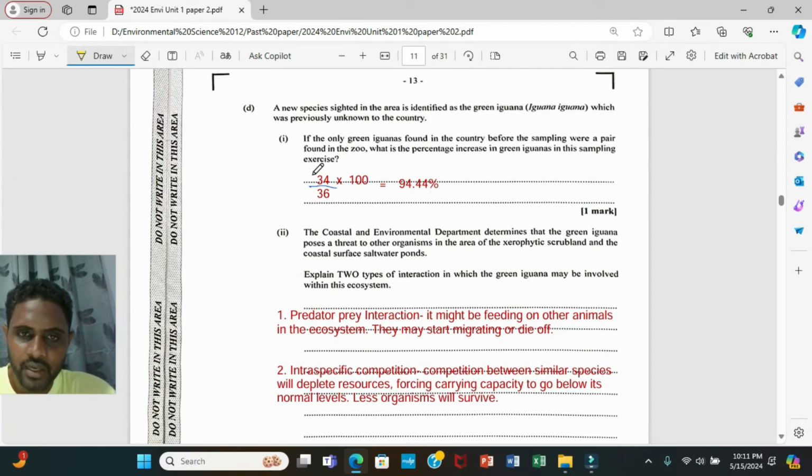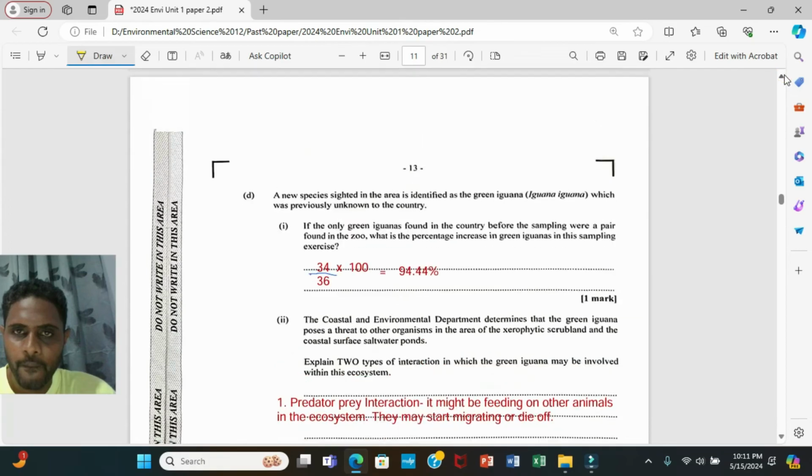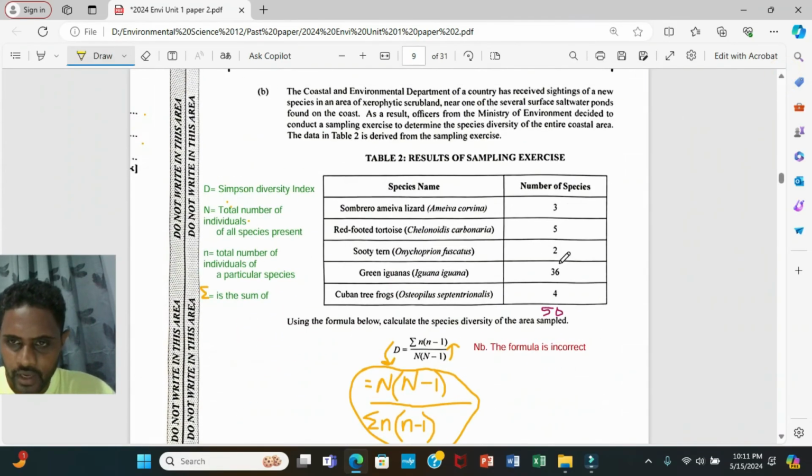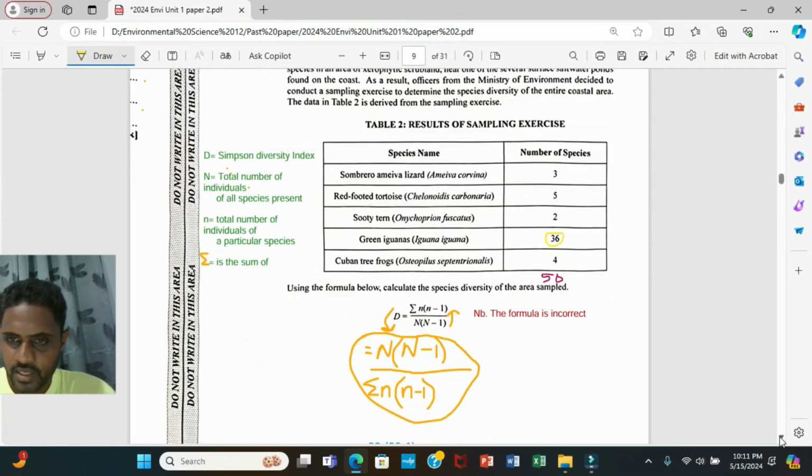All right. What happened, guys? This is just maths, but it's actually for percentage increase. So originally, what they're saying, let's go back to the table. There are now 36. There are now 36 iguanas. No, when they did the test, but they said no.